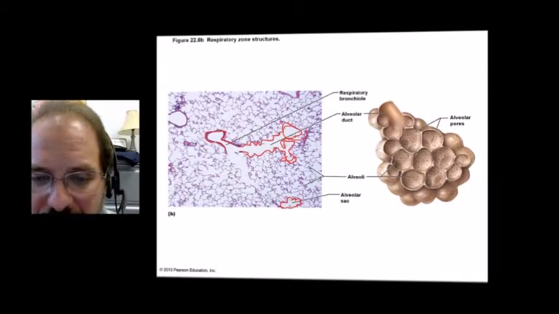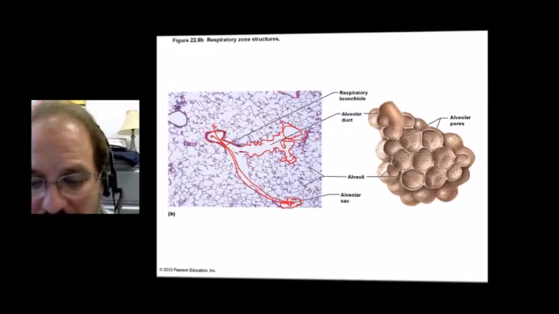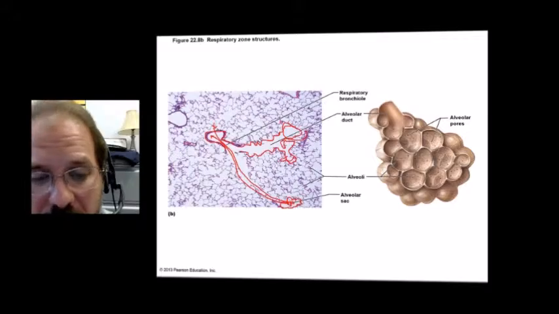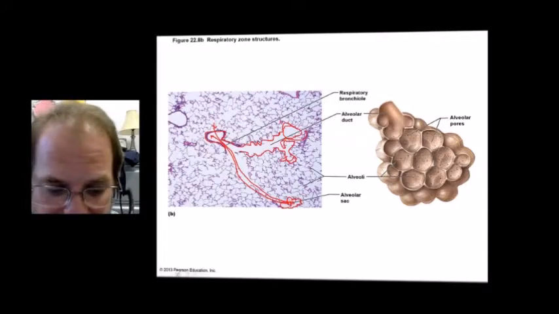Presumably these sacs are connected to a duct, so the air travels this way, down a duct, finds its way eventually to a sac, where it would swirl around and then go back out. So in it comes during inhalation and swirls around, gas exchange occurs, external respiration would be occurring here, and then it goes back out for expiration.